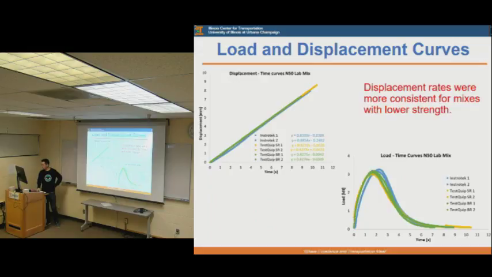And also, these two figures are the displacement time curve and the load time curve from the N50 lab mix. What we conclude from these two figures is that displacement rates were more consistent for mixes with lower strengths.